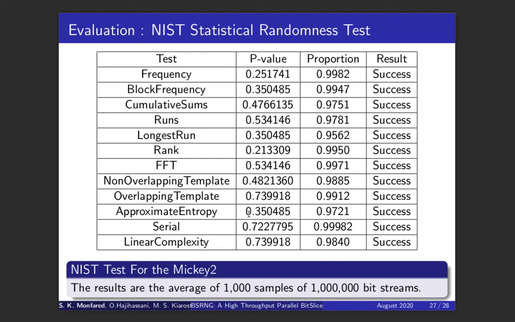As for the quality, to ensure the quality of the randomness of the output of our proposed algorithm, we have evaluated our work with the NIST statistical random test, which is a really famous statistical random test. And as you could see, for instance, for the Mickey 2 algorithm, we have passed all of the statistical tests, including the frequency test, the block frequency test, the FFT test, and so on and so forth.